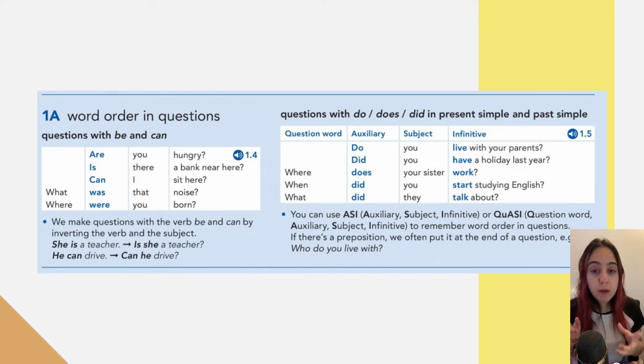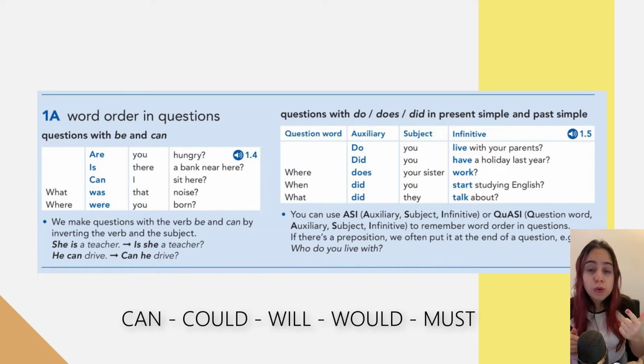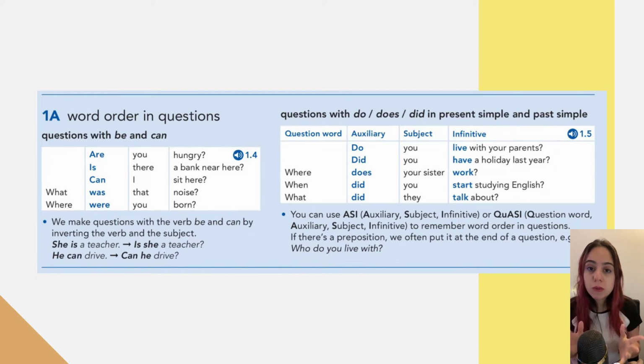If we are using a modal verb, the same is going to happen. Let's remember that modal verbs are, for example, can, could, will, would, must, and so on. What we're going to do here, we're just going to invert the order. First, we're going to put the modal verb, then the subject, and then the main verb in its infinitive form. The modal verb, subject, and then infinitive. So this is one way of making questions in English.